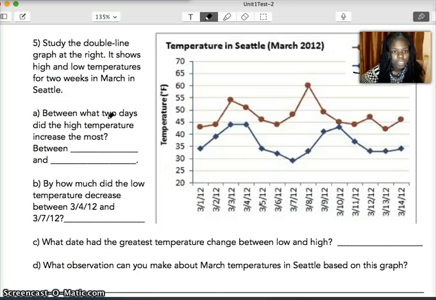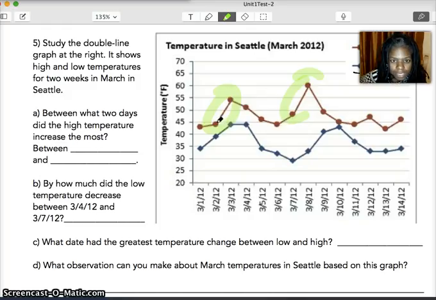A, between which 2 days did the high temperature increase the most? So what we're looking at is the high temperature only. I'm going to use a highlighter to see if we can highlight that. So where do you see the steepest increase? For me, it's either this section here or this section here.